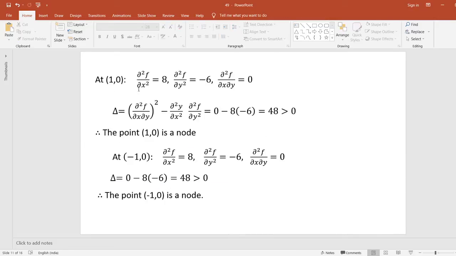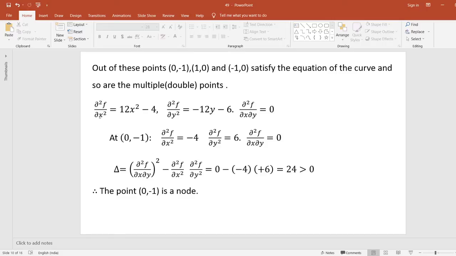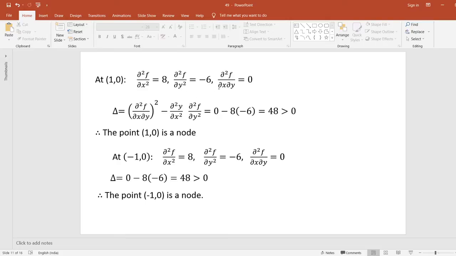Next, at the point (1, 0), again we have to find out the values of ∂²f/∂x², ∂²f/∂y² and ∂²f/∂x∂y. So we substitute the point (1, 0). ∂²f/∂x² is 12 − 4, that is 8. ∂²f/∂y² is 0 − 6, that is −6, and ∂²f/∂x∂y is 0. After substituting these values, (∂²f/∂x∂y)² − (∂²f/∂x²)(∂²f/∂y²) is 0 − 8 × (−6), minus minus plus 48. That is a positive number. Again, this (1, 0) is a node.